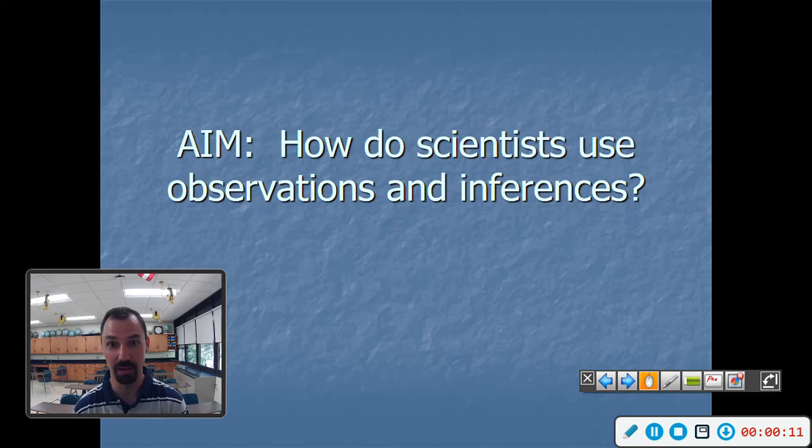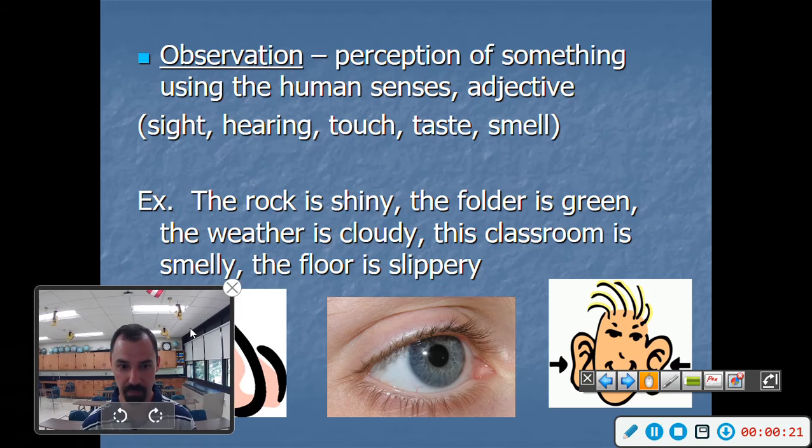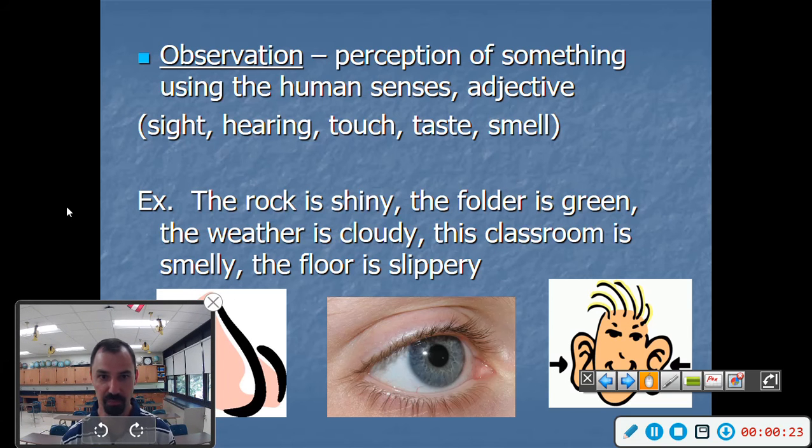And today we're going to be talking about how scientists use observations and inferences. Okay, so what is an observation? It's simply a perception of something using your human senses. In other words, I'm using my human senses to simply describe an object that I'm looking at, or hearing, or touching, or tasting, or smelling.